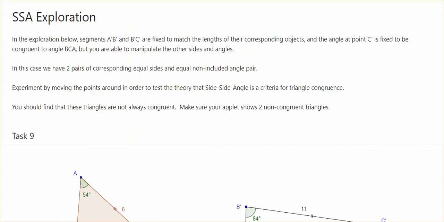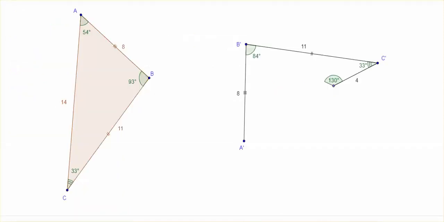Does it work if the angle that we know is not in between the sides? So here we have side, side, angle. We have 2 pairs of equal sides, but the angle we know is kind of off by itself, not in between. So in GeoGebra, what we need to do again is make this triangle, connect the pieces to make a triangle, and we want to see if it has to be the same. So look at what we know.